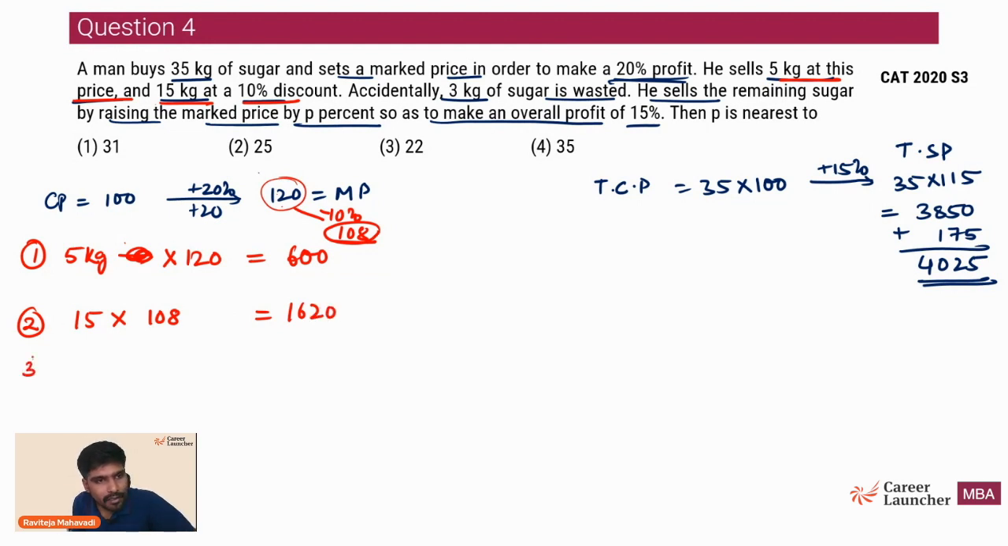1620. Third, 3 kg gets wasted. That means he is selling at 0 rupees. So total till now, 5 plus 15 plus 3, 22 kg is done.